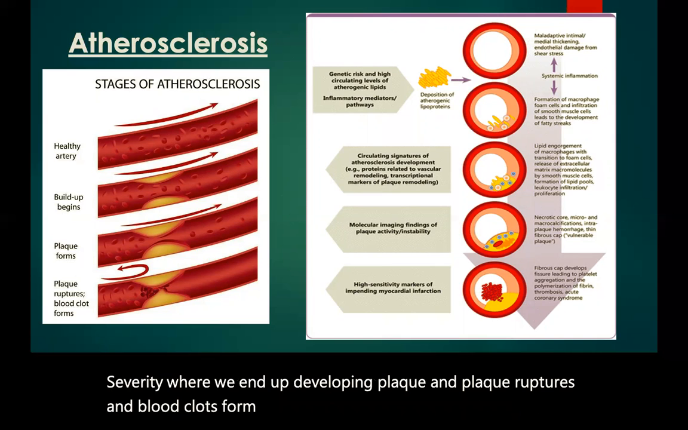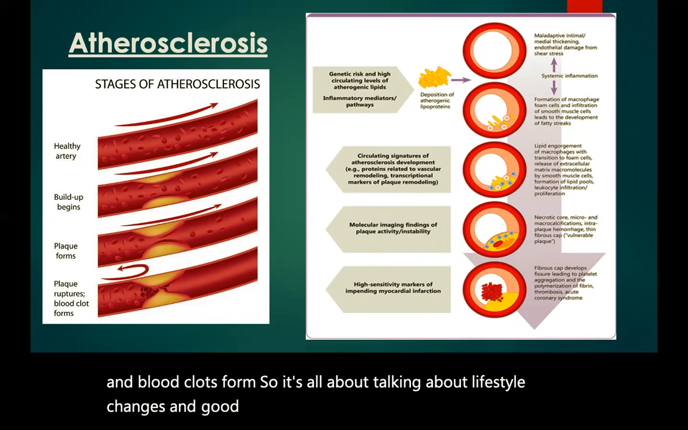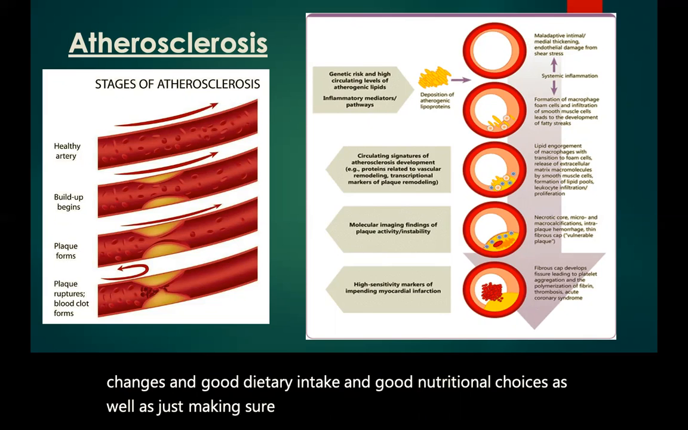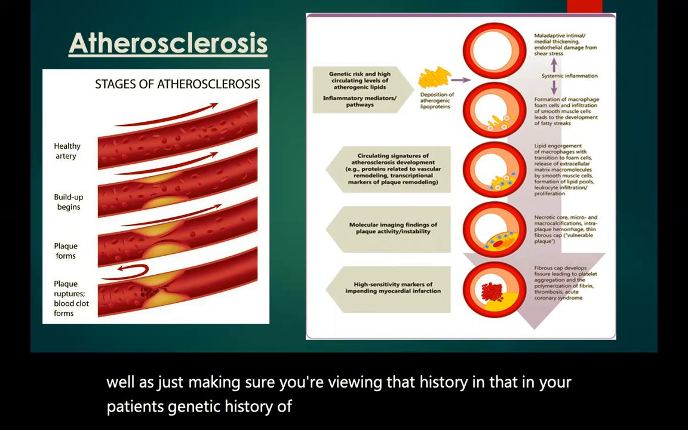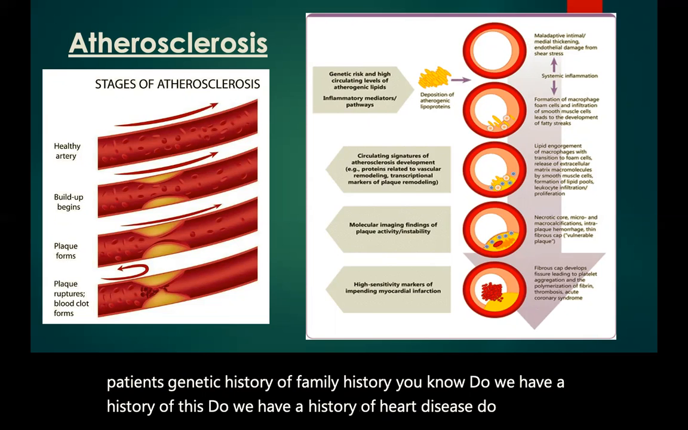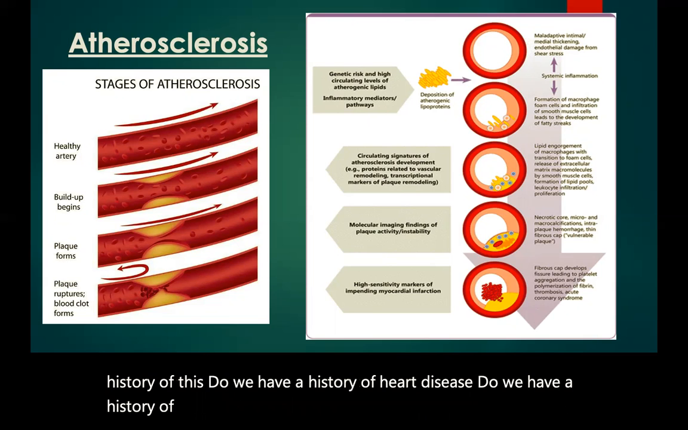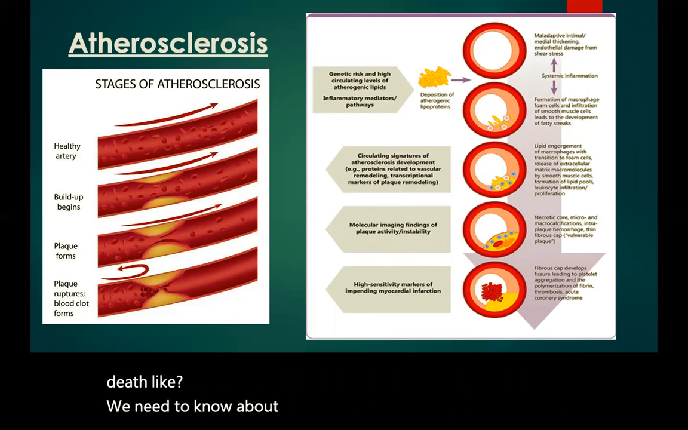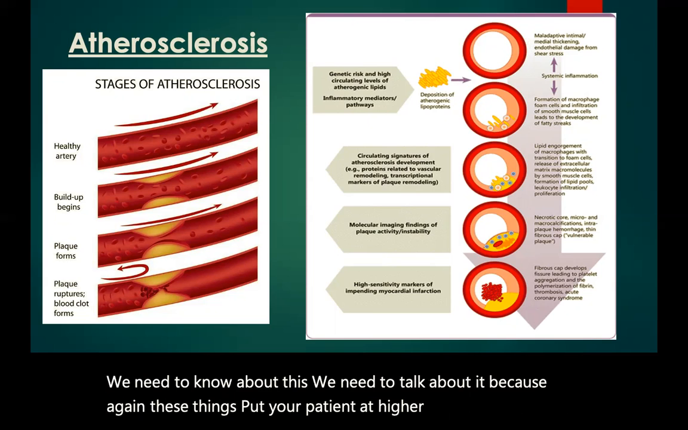So it's all about talking about lifestyle changes, good dietary intake, and good nutritional choices, as well as making sure you're reviewing your patient's genetic history and family history. Do we have a history of this? Do we have a history of heart disease? Do we have a history of sudden cardiac events in the family, of sudden cardiac death? We need to know about this. We need to talk about it because these things put your patient at higher risk. So just remember that.